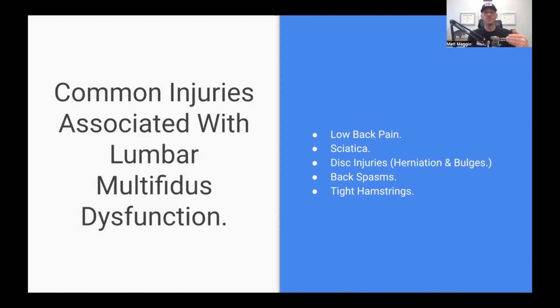Your body knows to limp because it doesn't want to load that dysfunctional tissue. And that's what's happening with the back spasm.